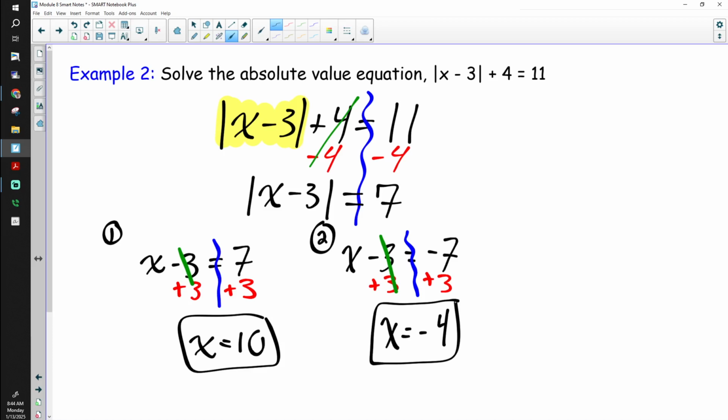Questions? No, they're not always going to be the same numbers, one positive, one negative. I know our first example was positive 2, negative 2. It's not always going to be like that. They don't have to be the same numbers, one positive, one negative. Your answers can be two entirely different numbers. Alright, example 3.